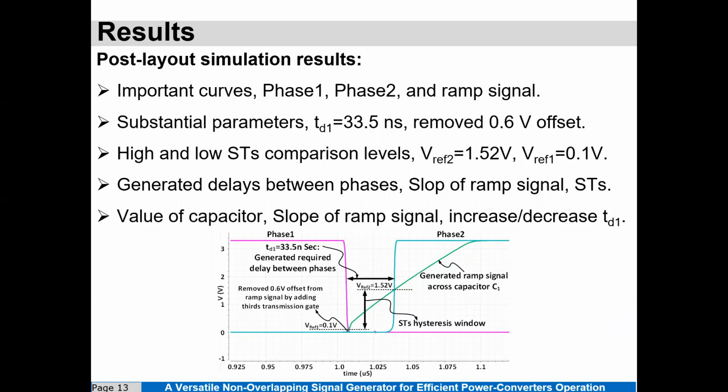To analyze the circuit operation based on this figure, the generated delays between phases depend on the slope of the ramp signal and the Schmitt trigger hysteresis window. For example, if the value of the capacitor is increased, the slope of the ramp signal will decrease, resulting in VRF2 meeting the ramp signal at a later time. Consequently, TD1 will be increased.